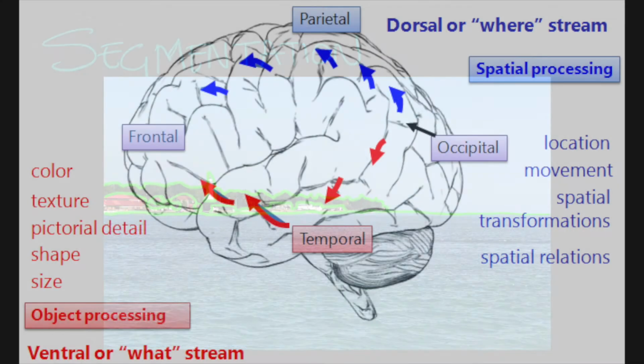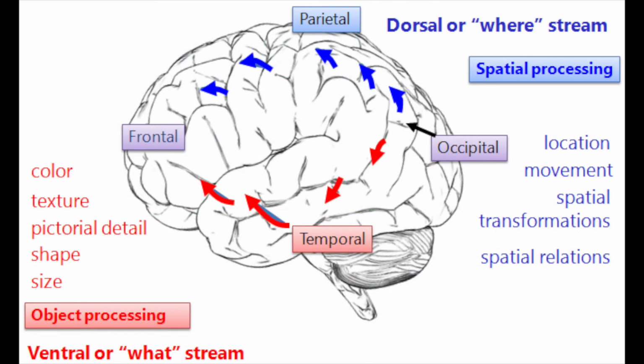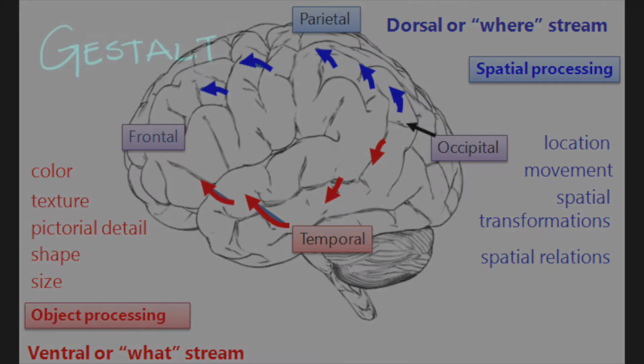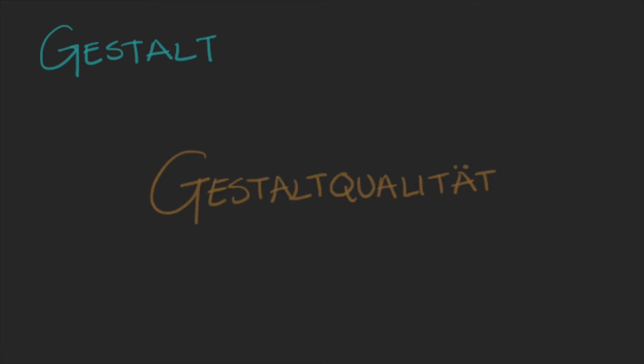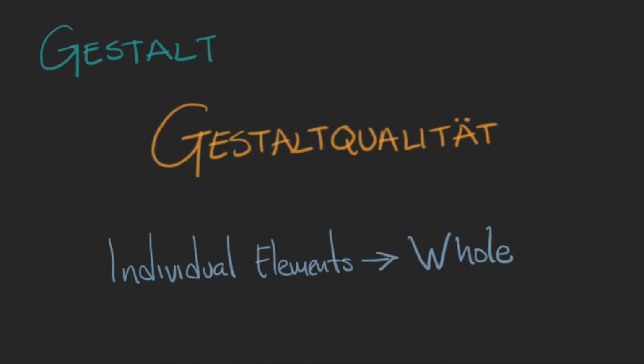There is plenty of evidence that shows that our brain uses different levels of abstraction to identify certain features in the visual stream. But a really influential theory is the so-called Gestalt. The Gestalt school was founded in Germany and proposed the idea of the Gestalt Qualität to explain the visual perception. The Gestalt Qualität refers to the interrelationship between individual elements to construct a whole.